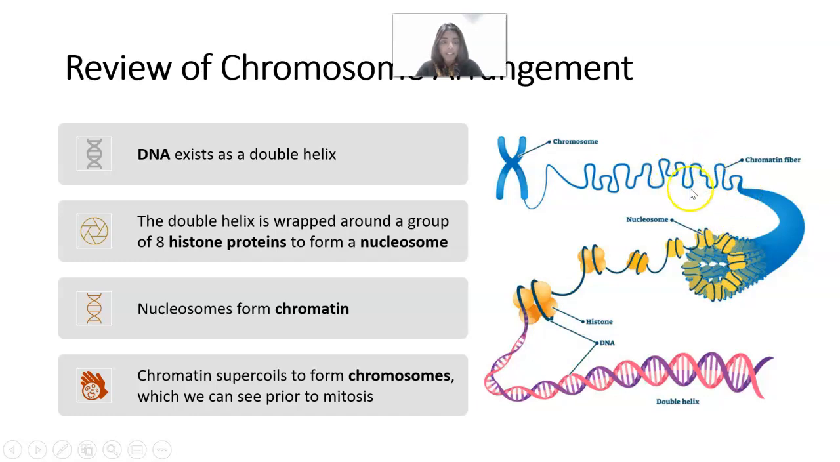Chromatin is kind of like that unraveled ball of wool type stuff that we see inside cells that are not undergoing mitosis. However, when a cell is about to undergo mitosis, it will supercoil up into chromosomes. And here we're looking at a picture of a double chromosome, and that tells us that it's just about to undergo mitosis.